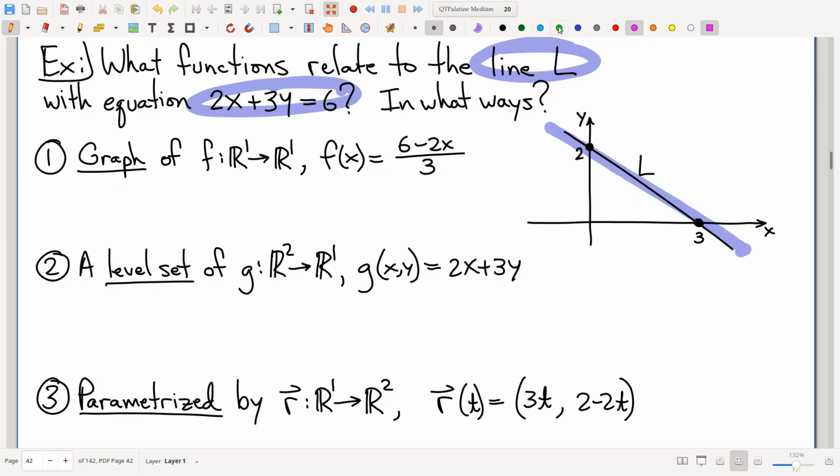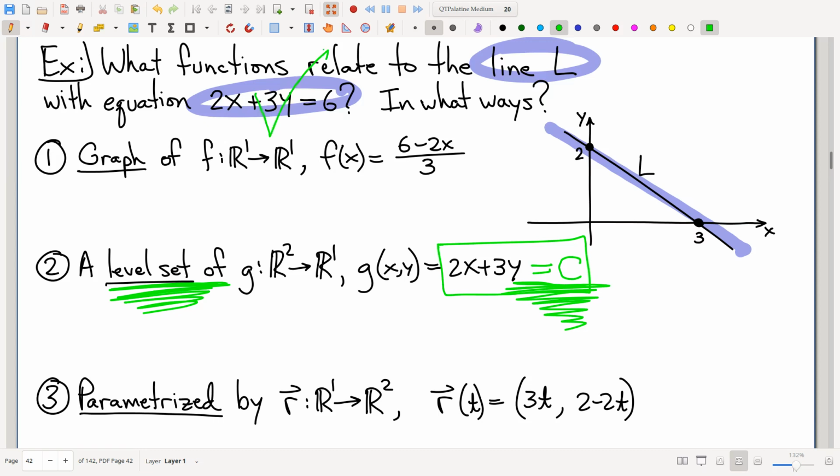Notice that if I want to talk about level sets, a level set is what you get when you set your function equal to some designated output value, namely you set it equal to a constant. And notice that too, if I choose the appropriate constant, 6 gives me that same line. So this line relates to that function f, but it also, in a very natural and important way, relates to this function g.